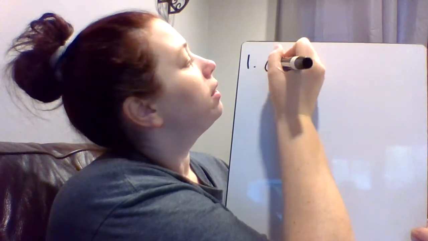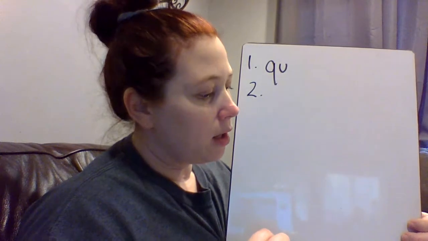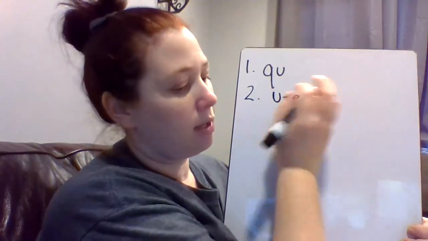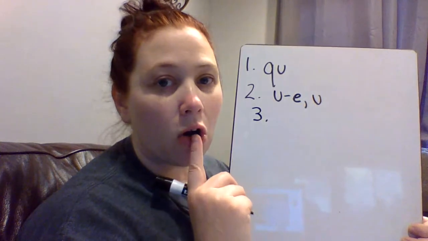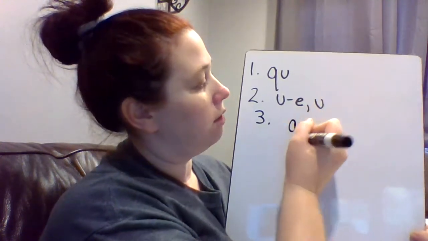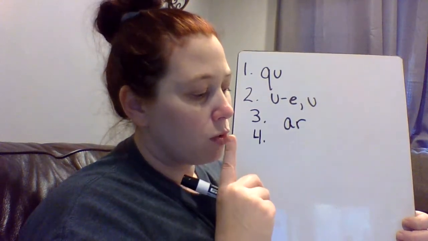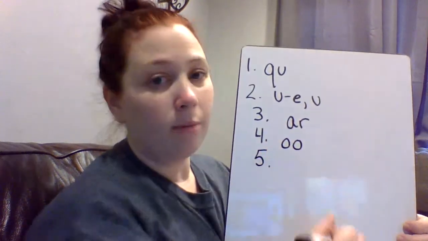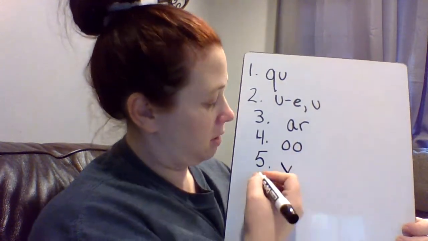Our first one is Q. Number 1, that's Q-U. Number 2, we have U. So that's U consonant E, comma, U. Number 3, we have R. A-R. Write it down. Number 4, we have like hook. O-O. Number 5, we have Y. That's Y. Write it down.